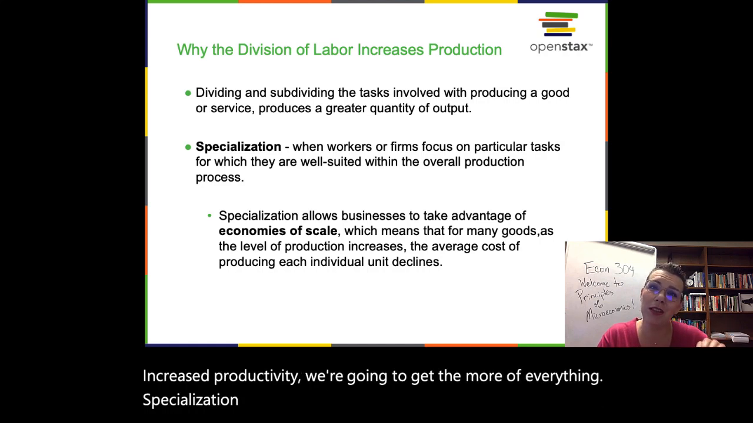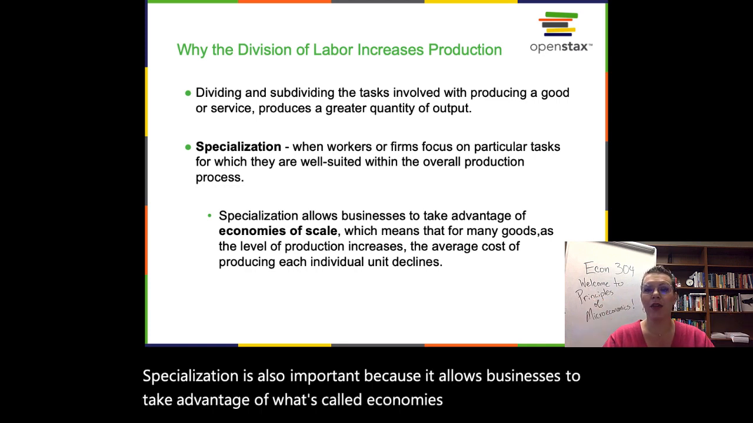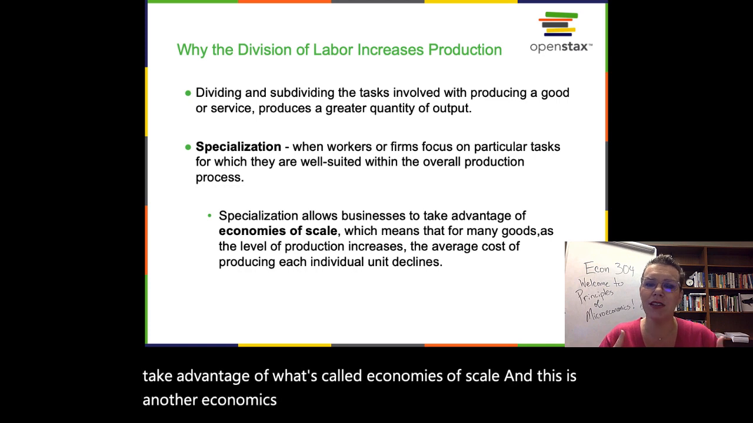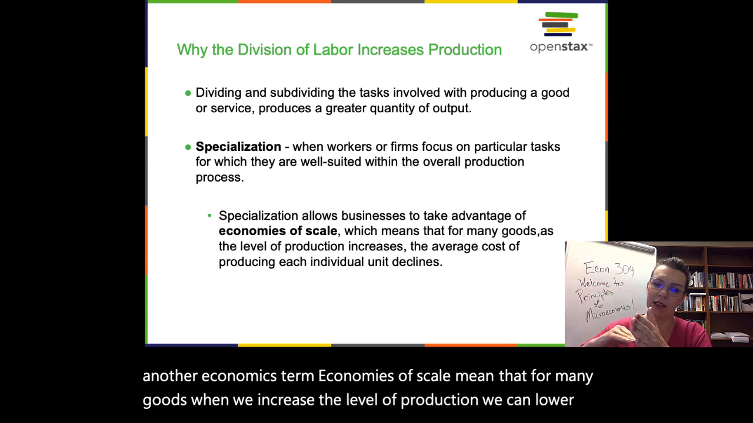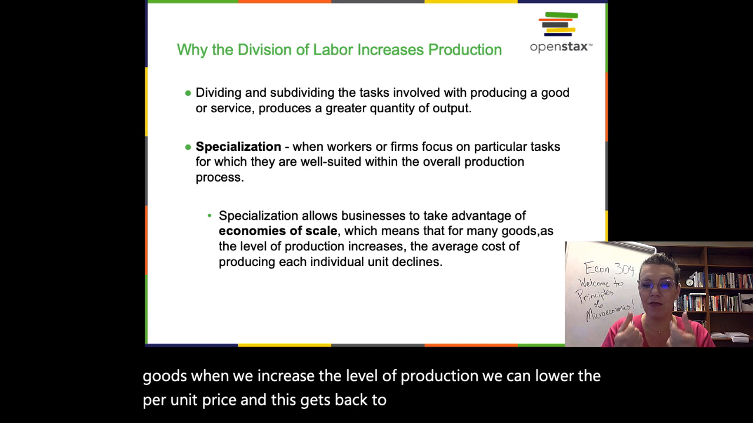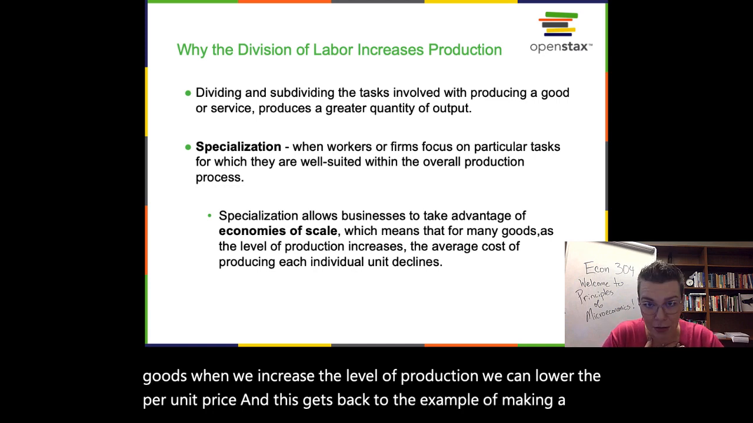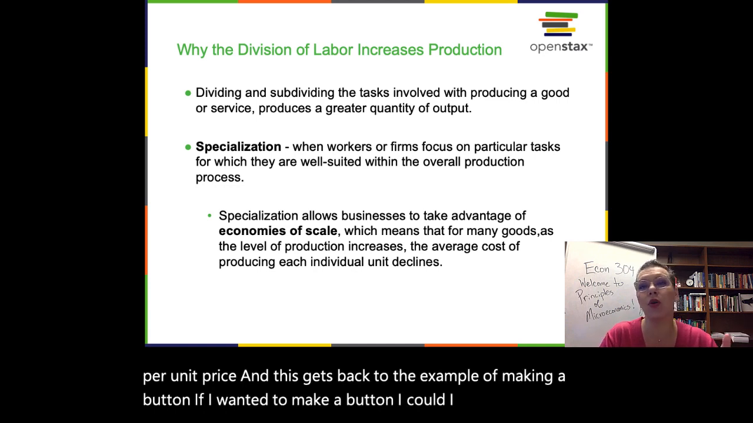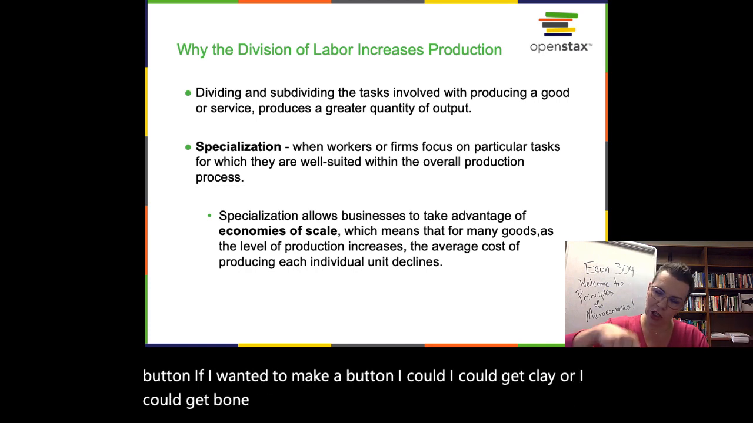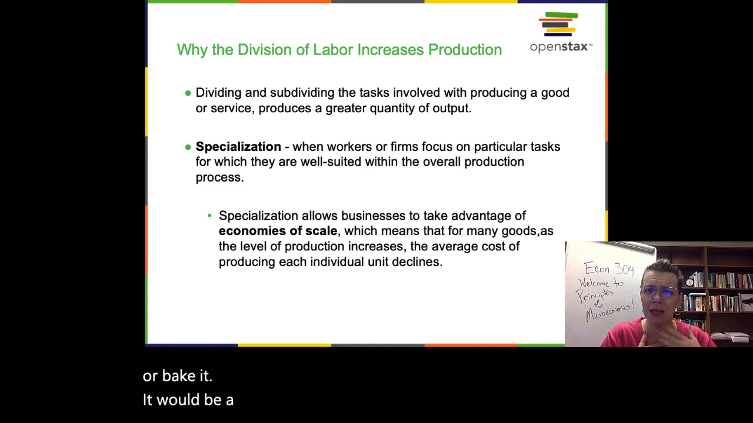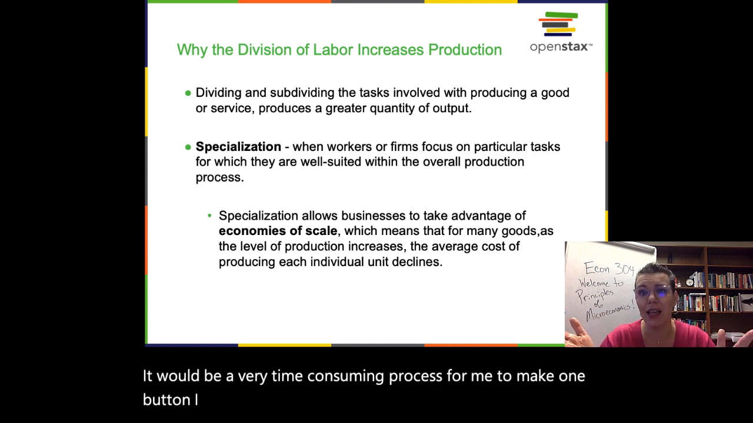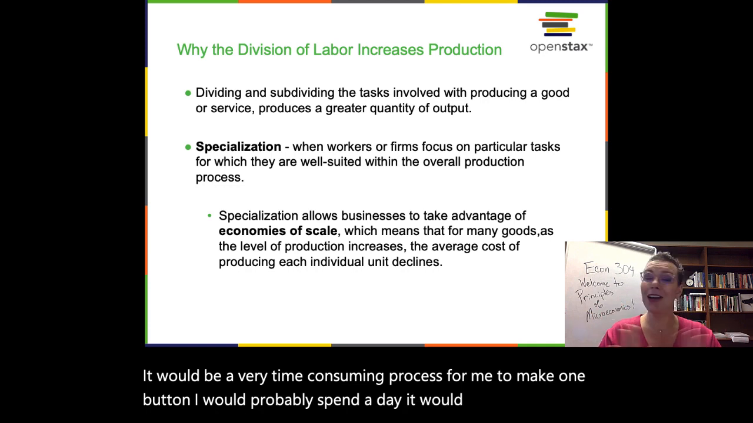Specialization is also important because it allows businesses to take advantage of what's called economies of scale. And this is another economics term. Economies of scale mean that for many goods, when we increase the level of production, we can lower the per unit price. And this gets back to the example of making a button. If I wanted to make a button, I could. I could get clay, or I could get bone or wood, and I could carve it or form it and cook it or bake it. And it would be a very time-consuming process. For me to make one button, I would probably spend a day. It would be heinous, not efficient.